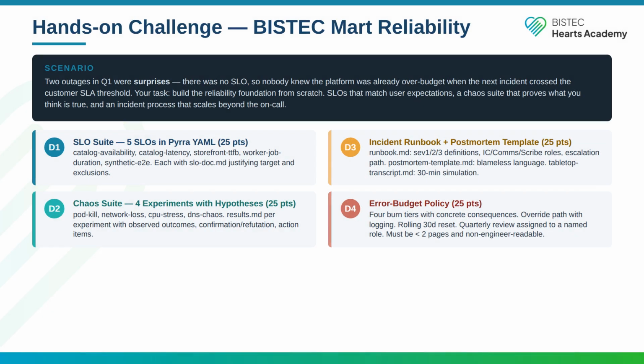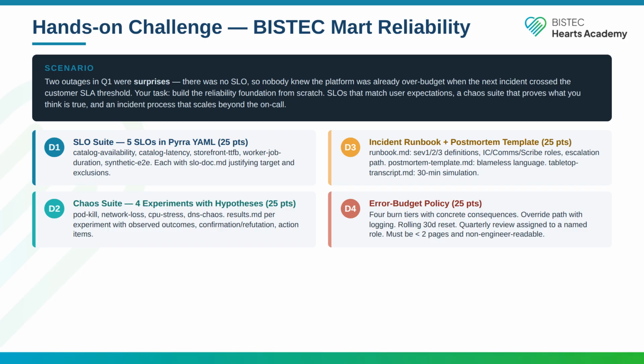The challenge puts you in the role of senior DevOps engineer at BISTEC, owning reliability for the Mart platform after 2 Q1 outages. 4 deliverables, 25 points each. Deliverable 1 is the SLO suite, 5 Pyrra YAMLs, plus a SLO doc that justifies every target and lists what's deliberately excluded. The exclusion clause matters. Health checks and internal scrapes inflate your request total and make your SLO look better than it is.